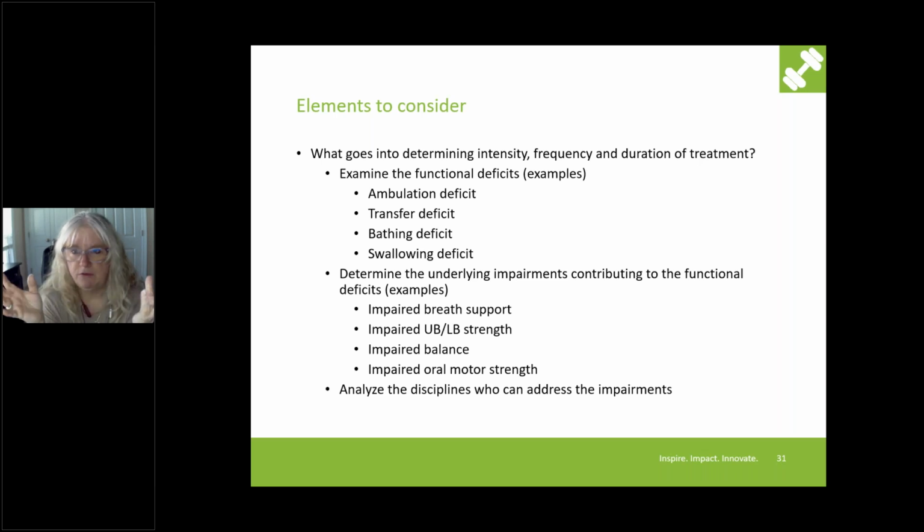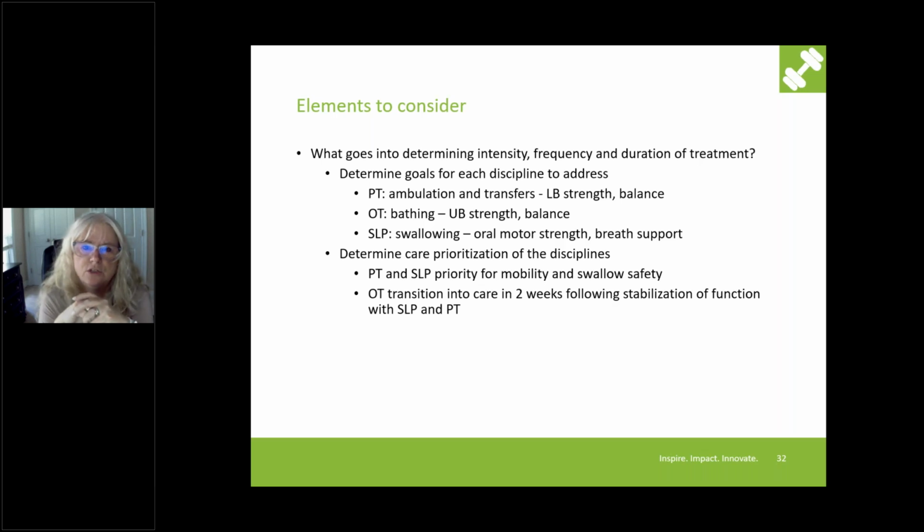And then we determine from the disciplines who did the evals, what are the disciplines that can address those particular impairments? And where does the overlap happen? So you determine the goals for each discipline. So PT might work on that ambulation and transfers and focus on the lower body strength and balance. PT or OT might work on the bathing and focus on the upper body strength and balance as well when it goes to the bathing environment, especially when you have wet surfaces. And then we have the SLP working on swallowing and taking on the oral motor strength and breath support.